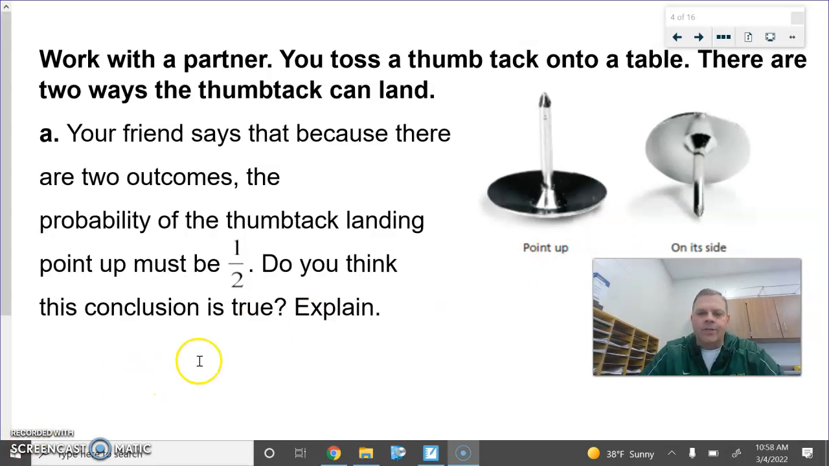Hopefully in your conversation you would say it's probably not going to be 1/2. A lot of the conversations I've heard earlier this morning say that it's really hard to get it to perfectly land like this, point up. More than likely, if it's off just a little bit, it's going to flip on its side. So this is probably not going to be that, because one of the things we've talked about in the past is they are 1/2 if these two are equally likely. And I would say that this one is more likely to happen than this one.